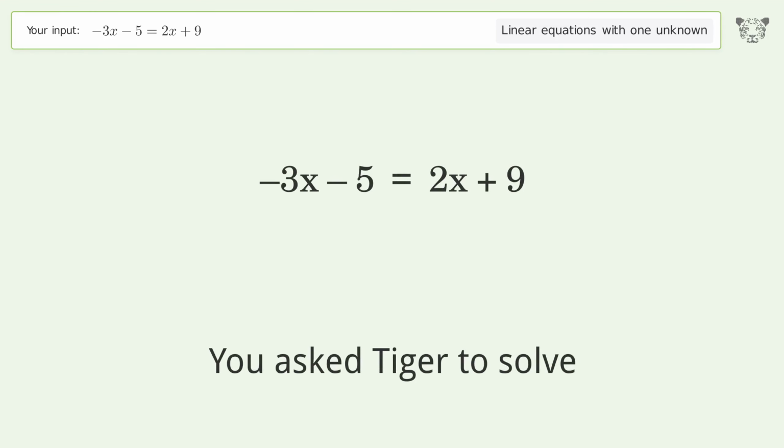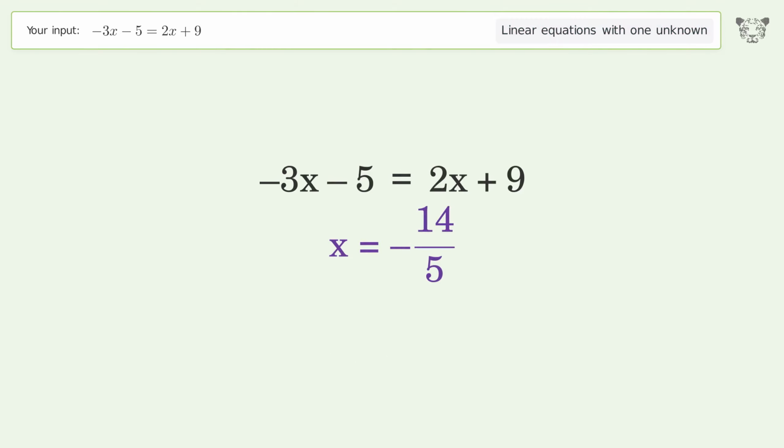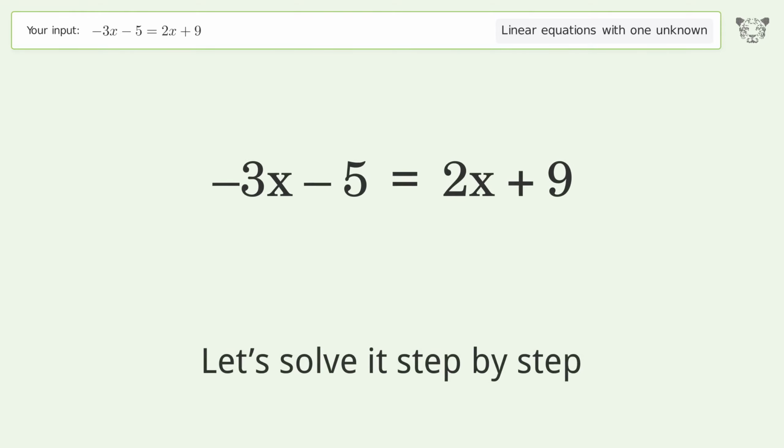You ask Tiger to solve this. This deals with linear equations with one unknown. The final result is x equals -14/5. Let's solve it step by step.